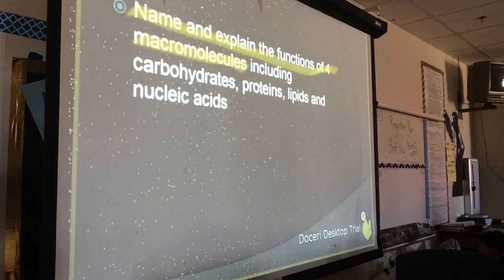By the end of this unit, which will be probably middle of next week, you'll be able to look at a diagram, tell me what type of biomolecule it is, and tell me that biomolecule's function. That's our goal.